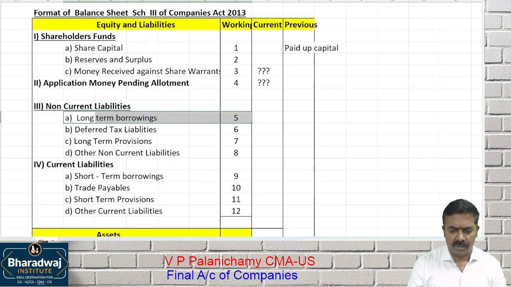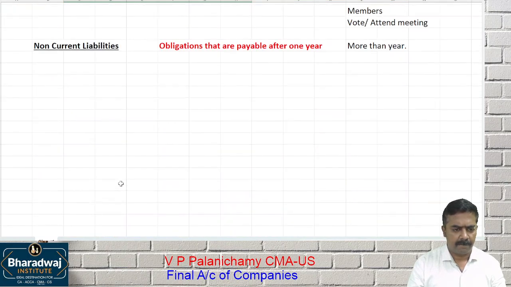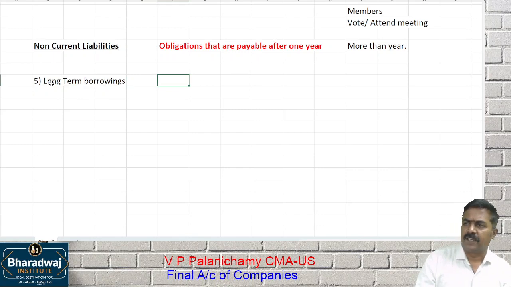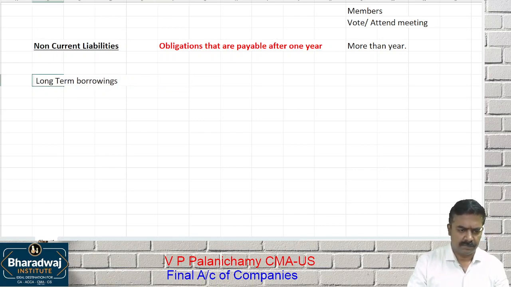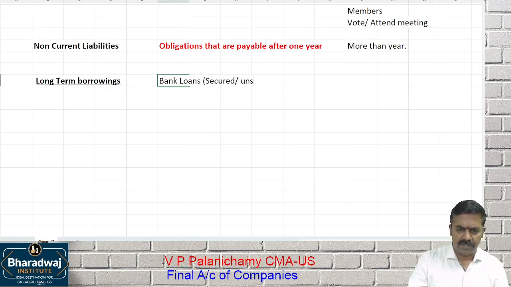Right. Long-term borrowings. Start along with me. Long-term borrowings. What are the long-term borrowings possible for a company? What are the things possible? Bank loans. Bank loans can be secured loans or unsecured loans. Okay. It can be other loans.